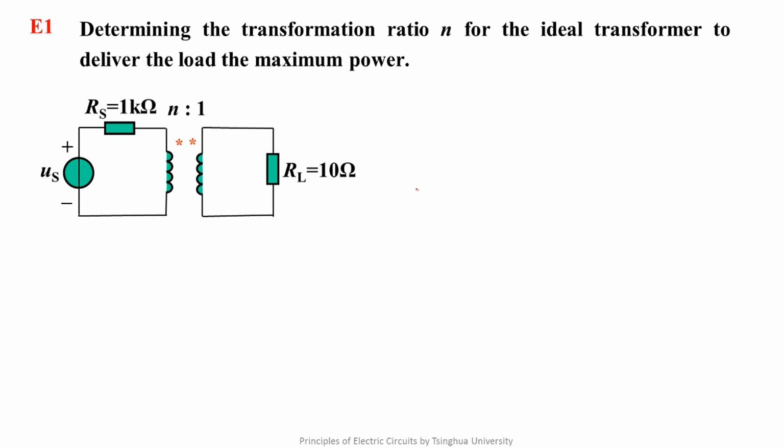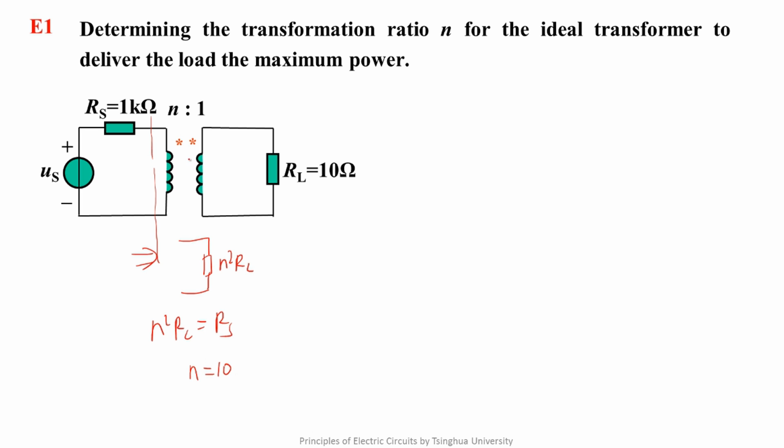It is very simple using the conclusion of the previous slides. Because seen from the source, the primary side of the transformer can be equivalent to an impedance of N squared RL. Then the whole circuit is a resistive circuit. The circuit will achieve the maximum power transfer when N squared RL equals Rs. Substituting all known values into it, we can easily find that N equals 10.